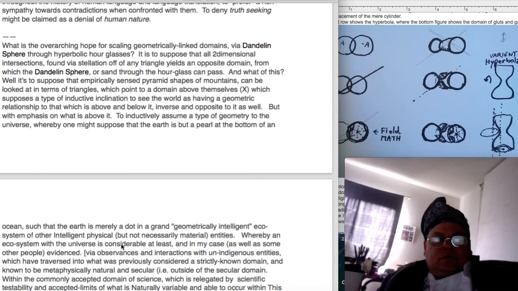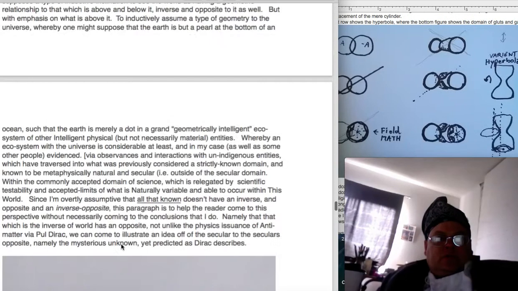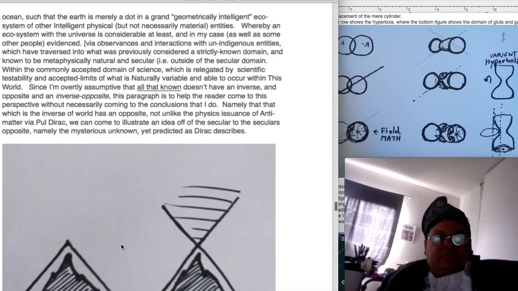To inductively assume a type of geometry to the universe whereby one might suppose that the earth is but a pearl at the bottom of an ocean, such that the earth is merely a dot in a grand geometrical intelligent ecosystem, or other intelligent physical but not necessarily material entities, whereby an ecosystem with the universe is considerable at least, and in my case, as well as some other people, evidenced, via observances and interactions with unindigenous entities which have traversed into what was previously considered a strictly known domain, known to be metaphysically natural and secular. These entities exist outside of the secular domain.